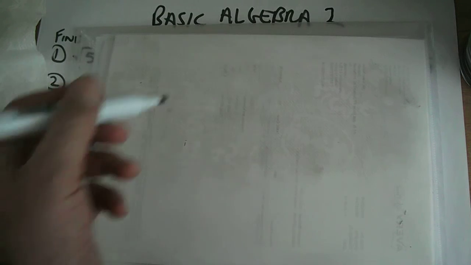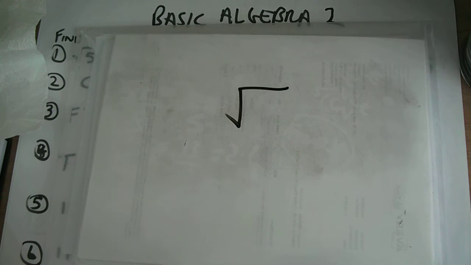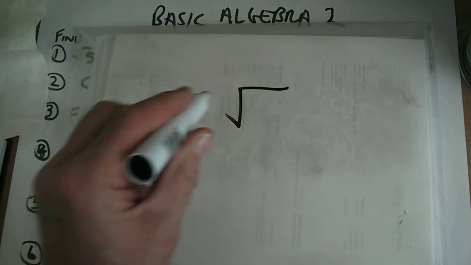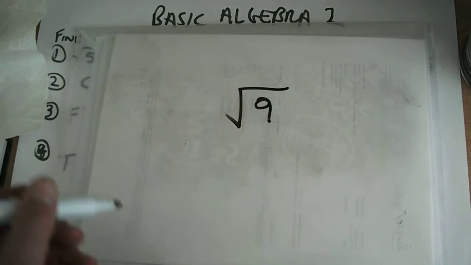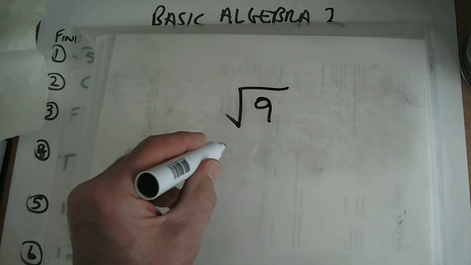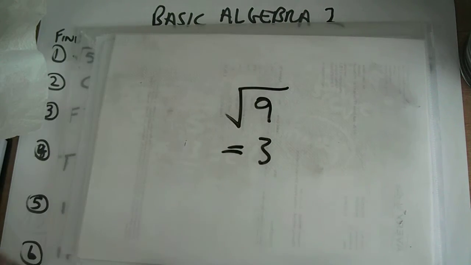So what I want to talk about initially is a thing called a square root. The square root symbol is that, and what that means is the number that when multiplied together will give you that number. So if I said what is the square root of 9, I know that 3 times 3 is 9, so the square root of 9 is 3, because 3 times 3 gives me 9.